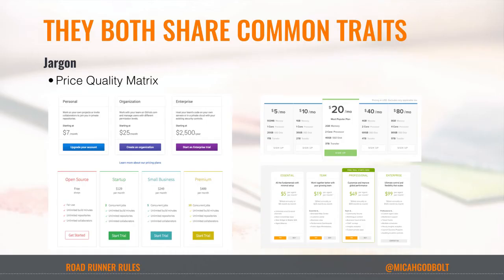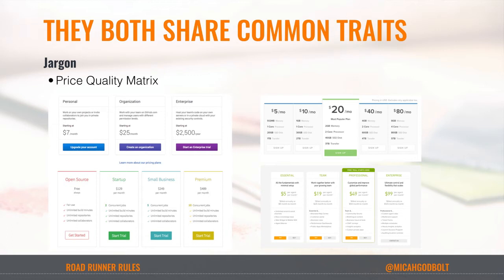Dialects. Moving on to jargon. The concept of jargon is going to be a language that's specific to a certain group of people, say web developers or doctors or something like that. And we have that as well inside of web development. Take a look at these. What are these? We all know what these are. We've looked at these all the time. We probably signed up for one of these this morning. This is a price quality matrix.